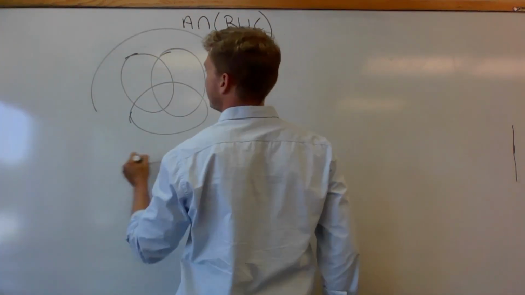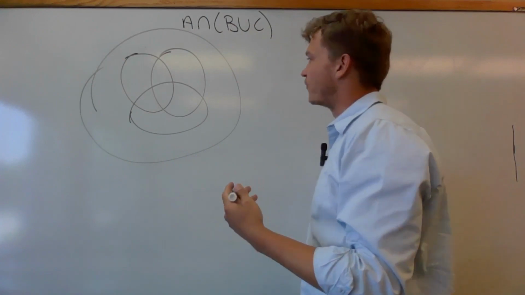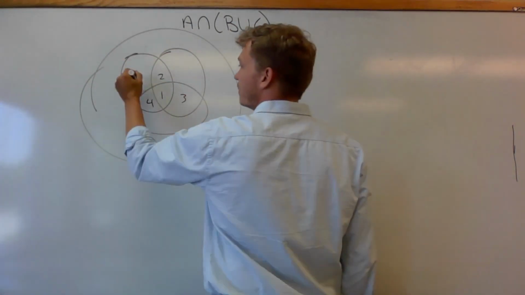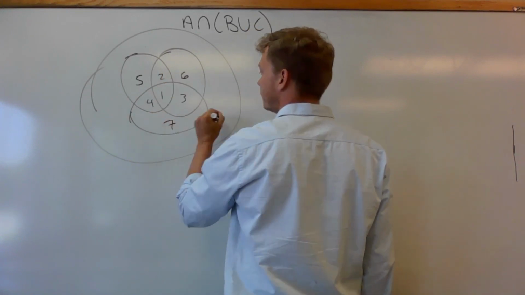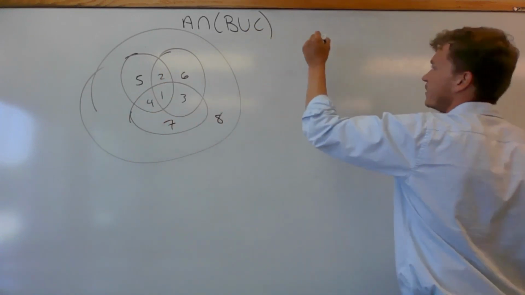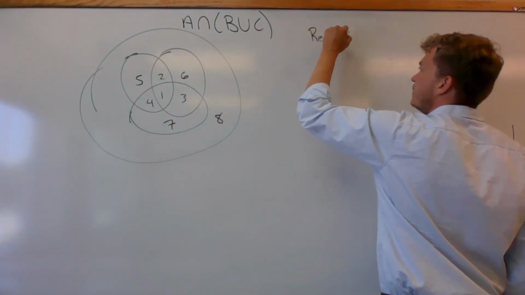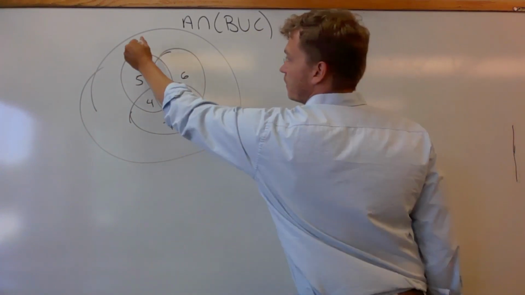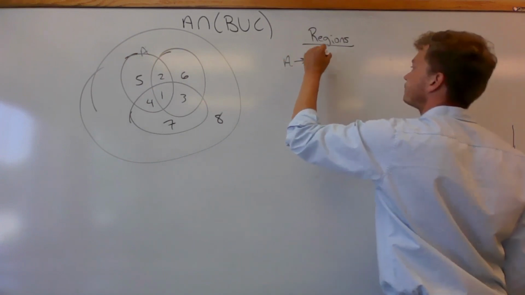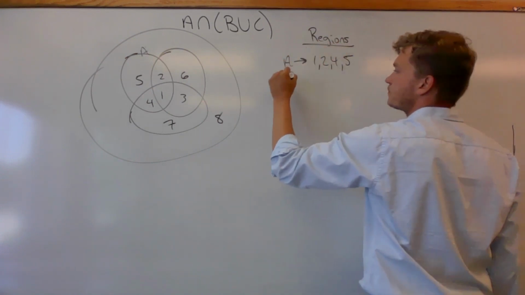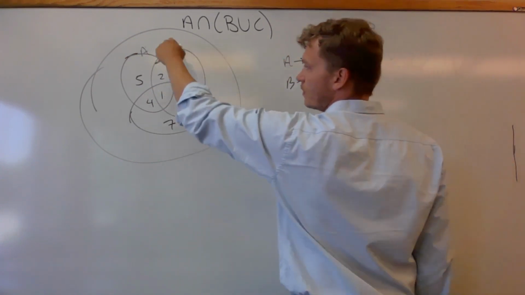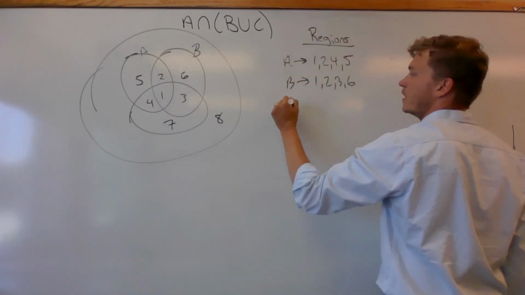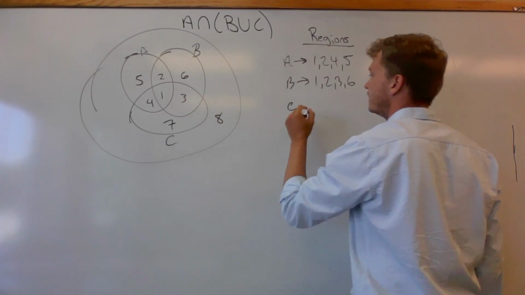I'm just drawing this again because it's sometimes difficult for me to remember. Our regions are 1, 2, 3, 4, 5, 6, 7, 8, mainly because I just erased everything over here. Regions for A, B, and C. For A here, 1, 2, 4, 5. And it's good practice. For B, we have here 1, 2, 3, 6. And for C down here, we have 1, 3, 4, 7.